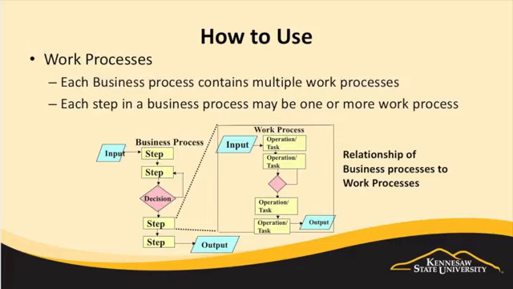Because business processes are high-level processes, they contain multiple work processes. For example, accounting may include billing and tracking accounts receivable. Each step in a business process may contain one or more work processes, which can be mapped separately and will provide much more detail.